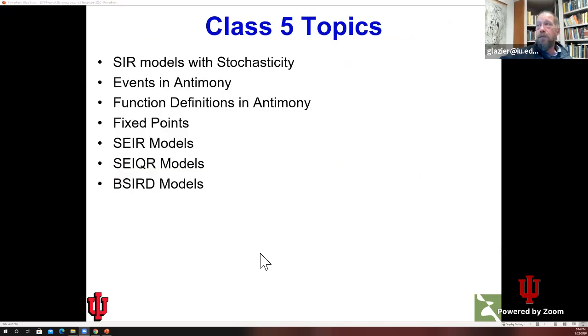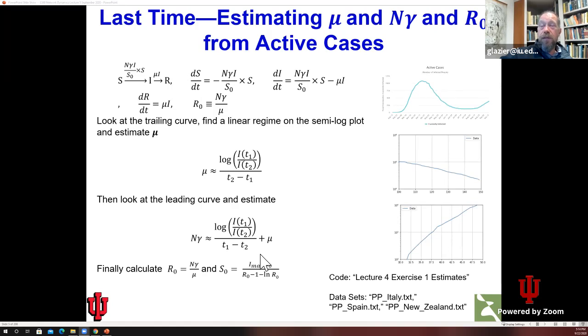So let's come back to the class topics. The order may have changed slightly from what I said before. I'm going to just quickly remind us what the thing we mainly did last time was, repeating that exercise from the time before, using the incidence data and active case data to try to get estimates of the clearance rate mu, the recovery rate mu, and the R naught.